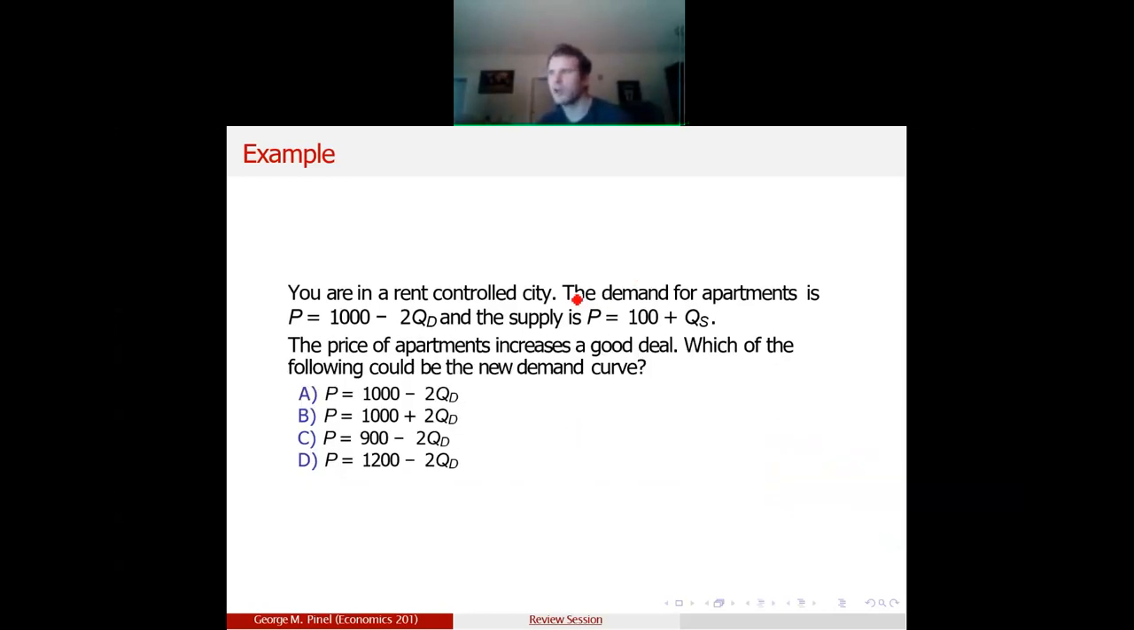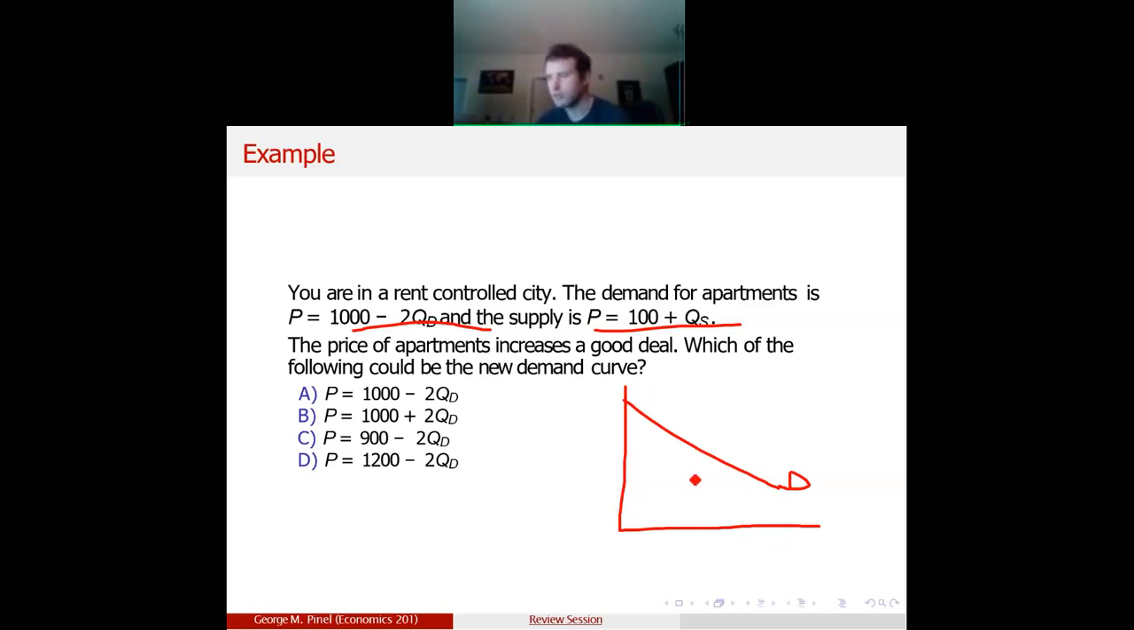All right, you have a rent-controlled city. The demand for apartments is still the same. Supply is still the same. Price of apartments increases a good deal. What is the new demand curve? Does the demand curve shift in or out?